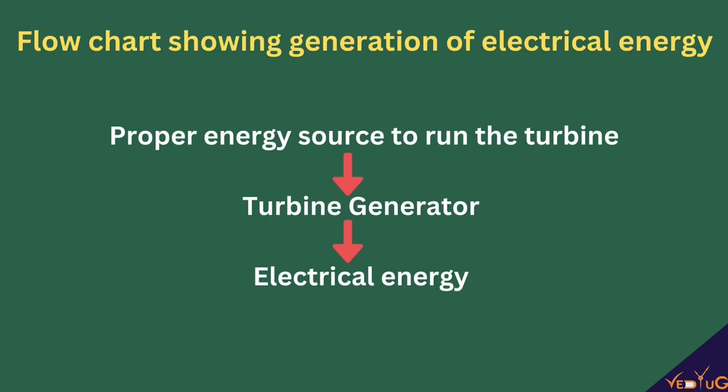This given flow chart will show you the generation of electrical energy. First, proper energy sources are used to run the turbines, which get transferred into the turbine generator. And that energy in the turbine generator will further get converted into electrical energy.